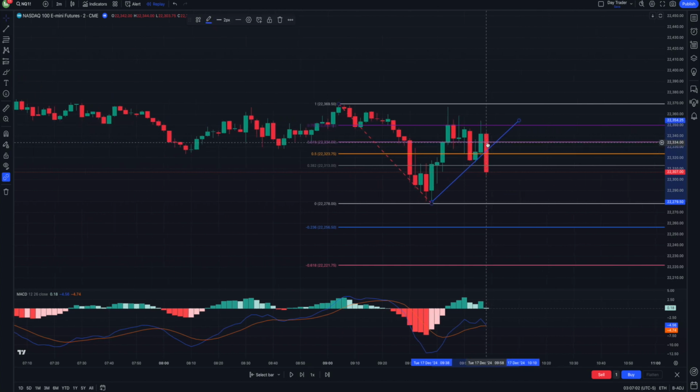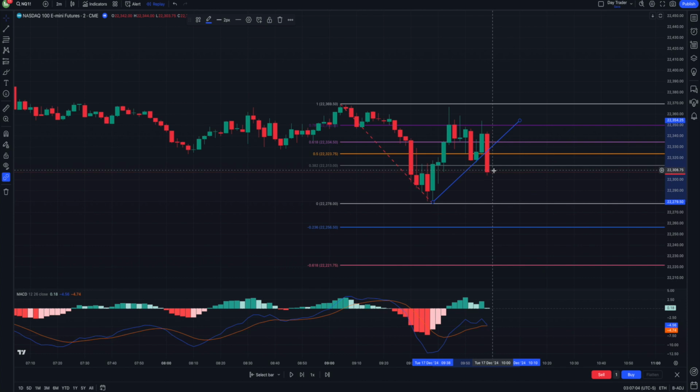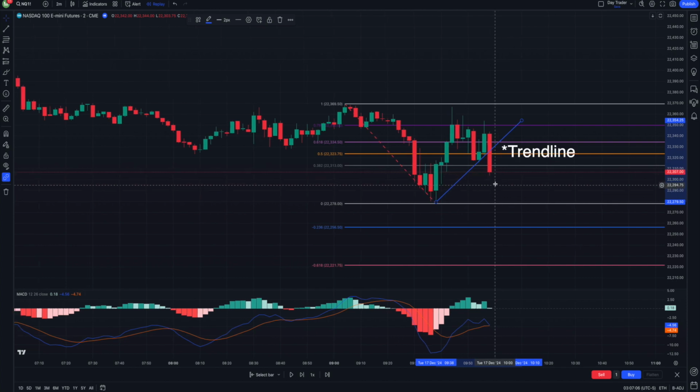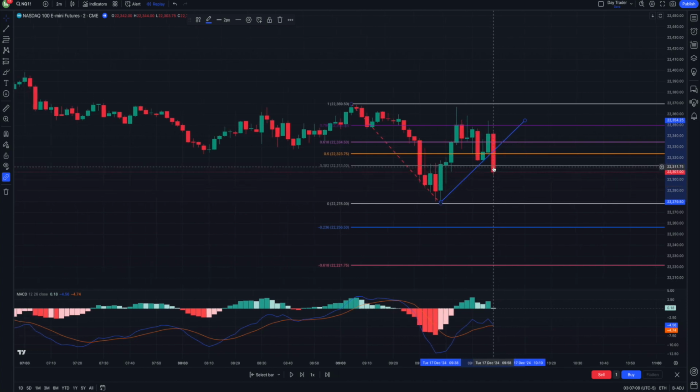I always wait to take a trade once a new candlestick opens below that trend line if I'm going short, or above that trend line if I'm going long. So in this case, I'm going short. And once I saw this candlestick right here close below this trend line, I knew the next candlestick was my entry. However, before I did that, I needed to check the MACD.